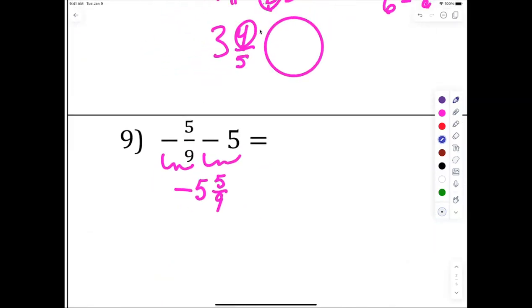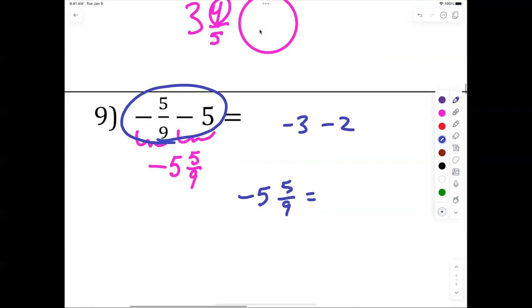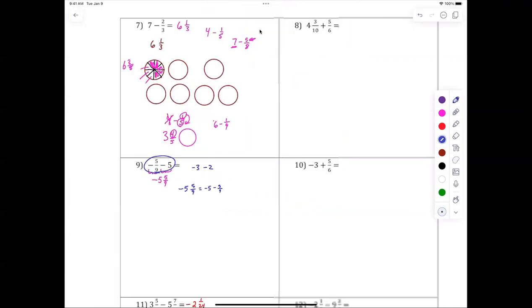Now let me ask you this. If I said -3 and -2, what do I do to those two things? Add them together, right? It's the same principle of just adding these together. -5 and 5/9. That's what that means. -5, and you also have -5/9. You with me on that? All right, here we go.